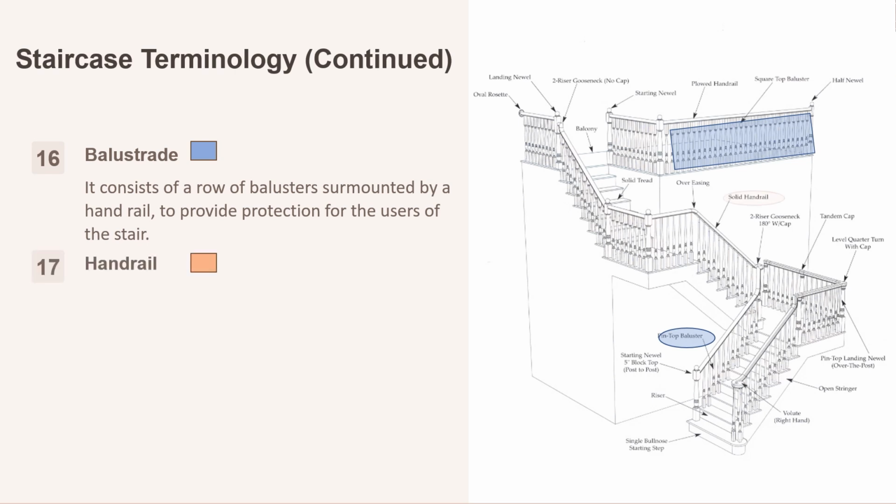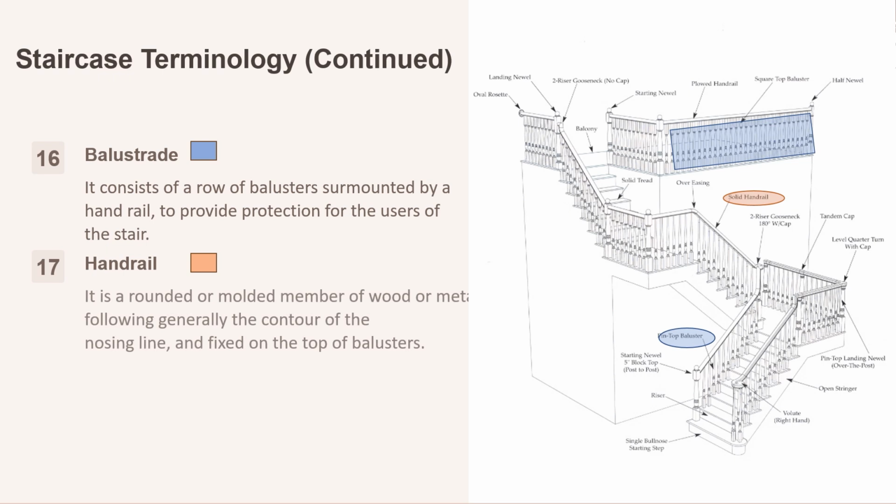Handrail. This is a rounded or molded part you hold on as you go up or down the stairs. It follows the contour of the nosing and is mounted on top of the balusters. It is like the handlebar on a bicycle, providing stability and control.